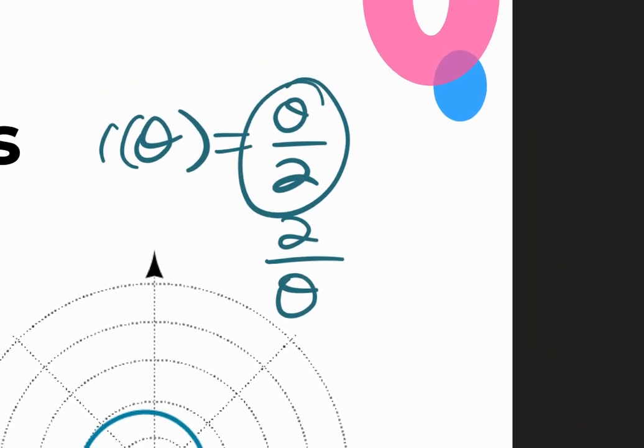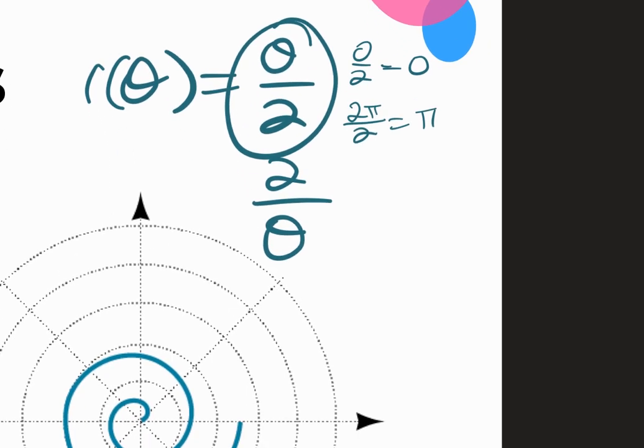Pick a theta. Let's start with 0. 0 divided by 2 is what? 0. Now pick an easy theta. 2 pi divided by 2, which would be? Pi. Are those values increasing? Yes. What happens if it's reversed?